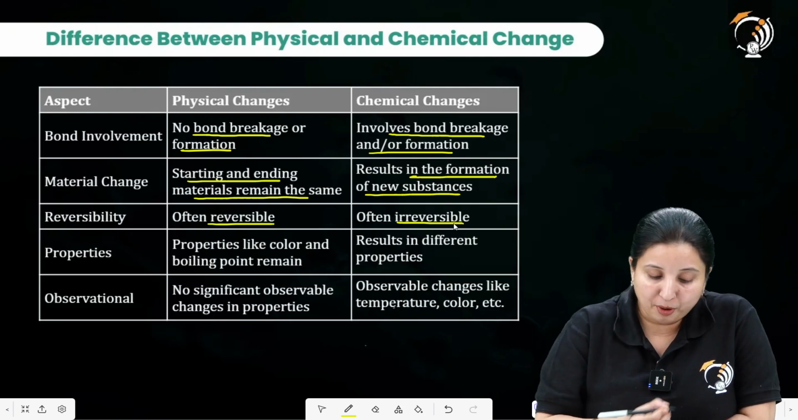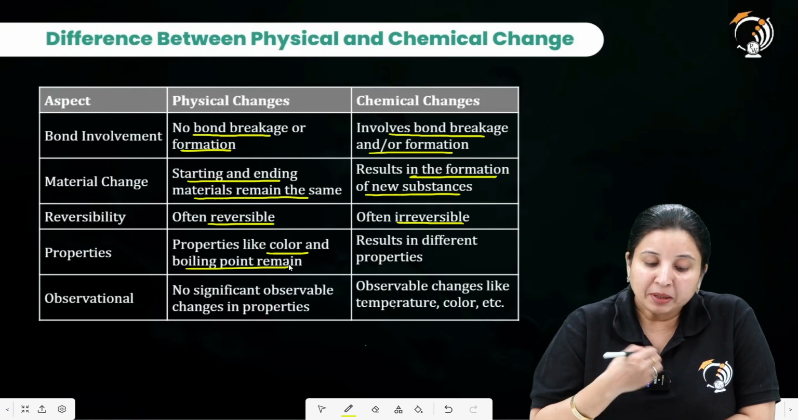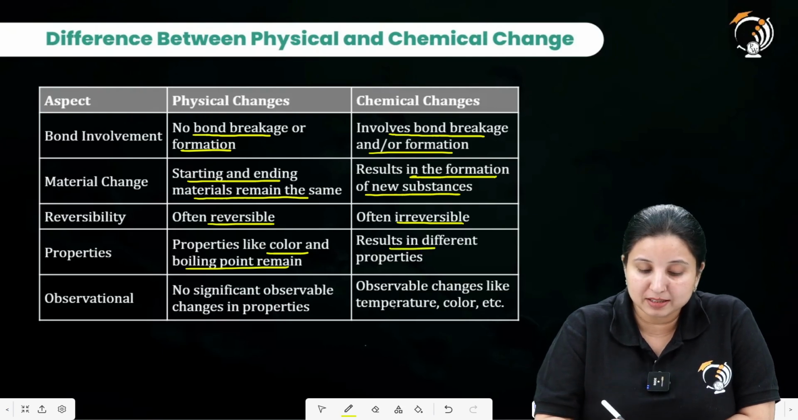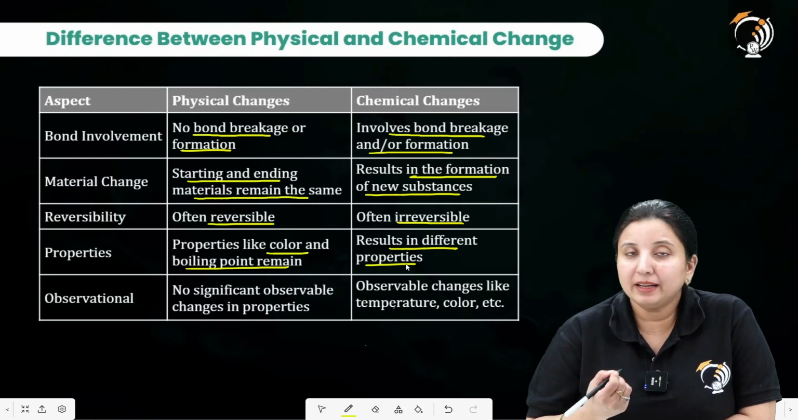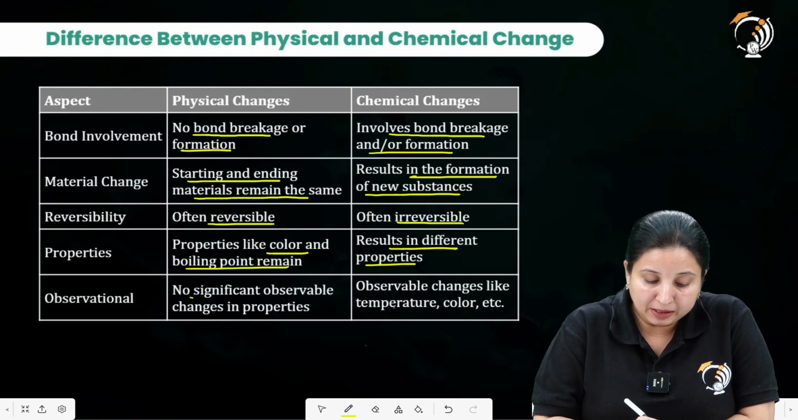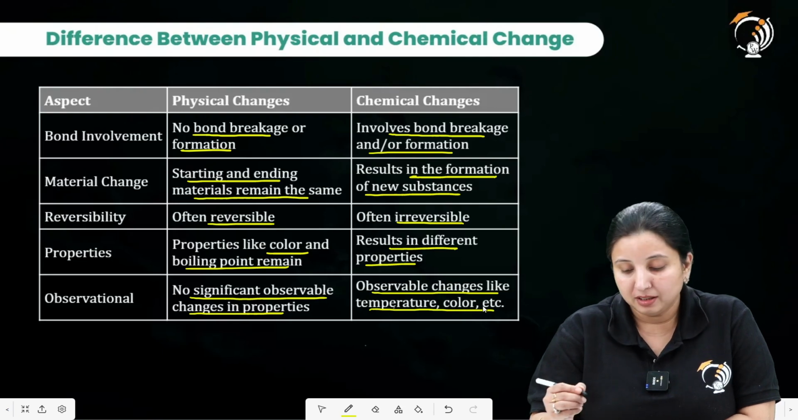Now properties. Properties like color and boiling point remain the same in the case of physical changes, but chemical changes result in different properties. So basically, in physical changes no significant observable changes in properties occur, but in chemical changes observable changes like temperature, color, etc. take place.